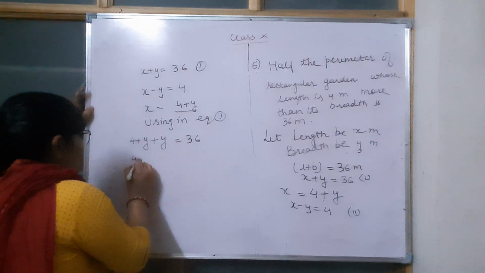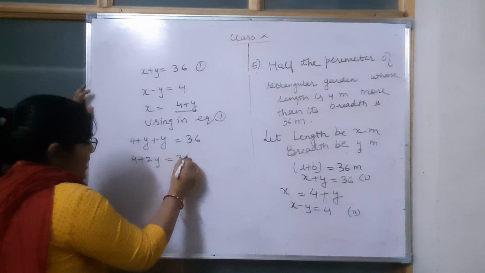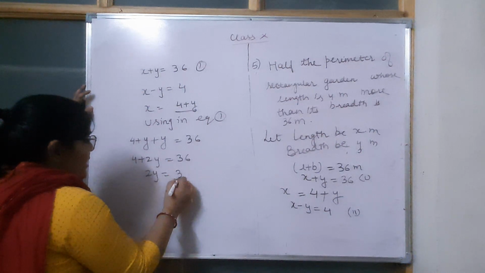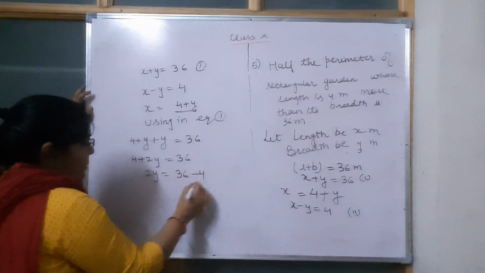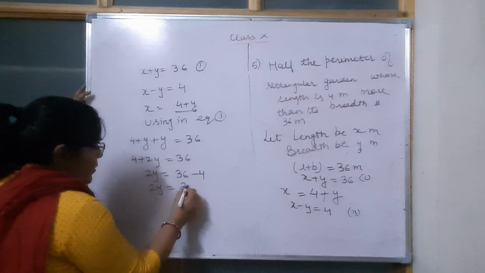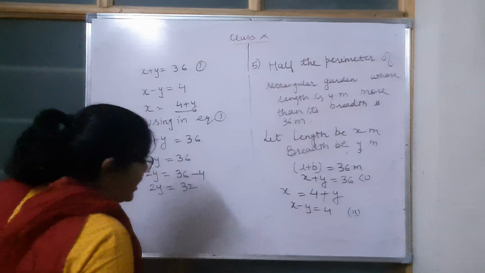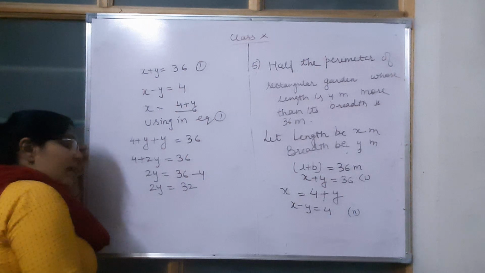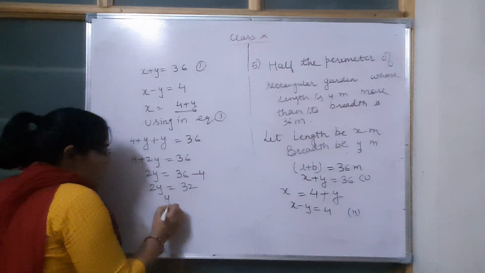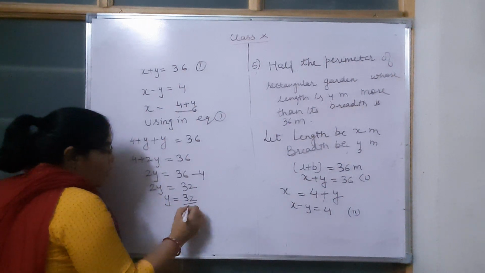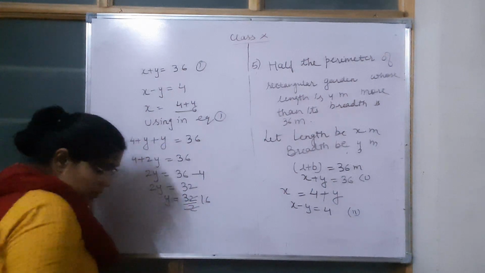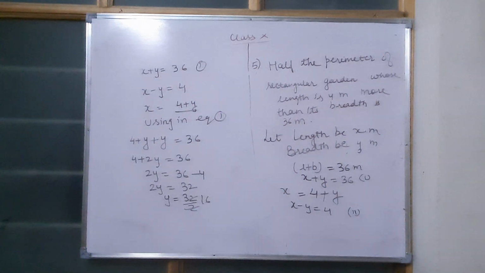36. Now 4 plus 2y equals to 36. Now 2y will be 36; this is plus 4, so it will become minus 4. Now 2y is equal to 36 minus 4, which is what? 32. So 2y is 32, so y will be 32 upon 2, which is 16. So that's how we have calculated the value of y.